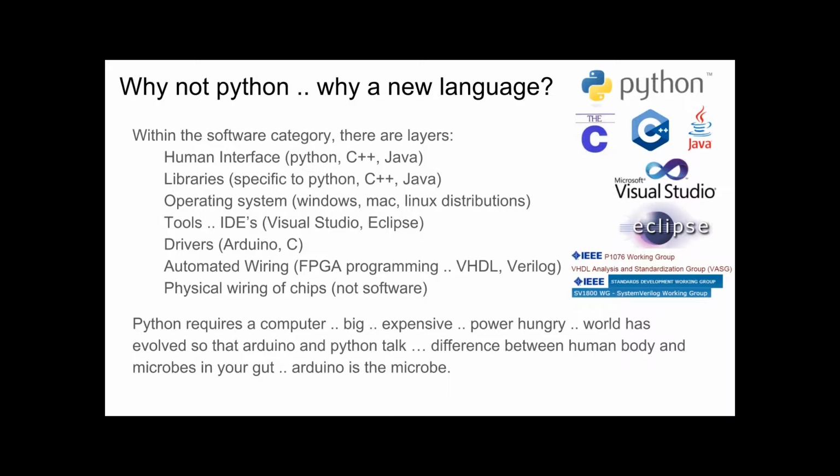So if we look at this, layers of software here, software that runs in front of a human is very complicated and requires a computer. And then there's libraries associated with it that are evolving that make it even more complicated. And all of this runs on top of an operating system. And you need tools to develop the software.